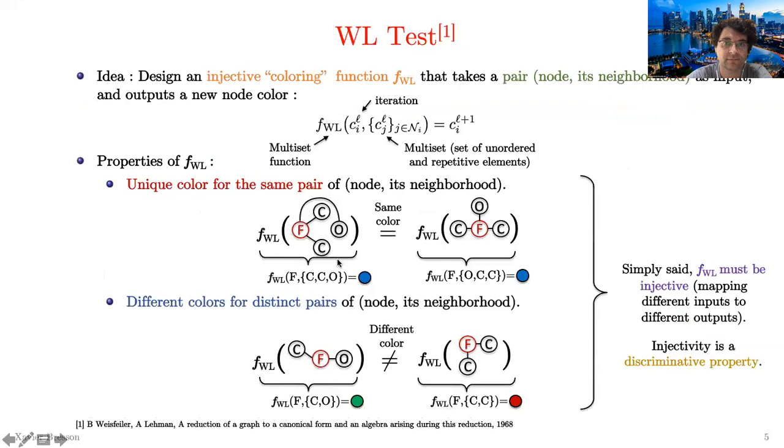So how does it work? The core idea of the WL test is basically to design a coloring function. I'm going to have this coloring function f. It's going to take as input a pair of nodes, I and its neighborhood j. It's going to take the colors of I and j, and then it's going to output a new color for the node I. So this function will basically act on the central node I and the neighbors. The neighbors are a multiset, so it's a set of unordered and possibly repeated elements.